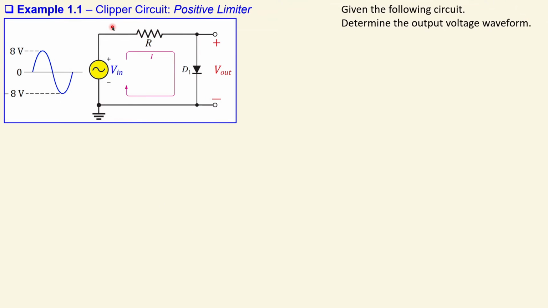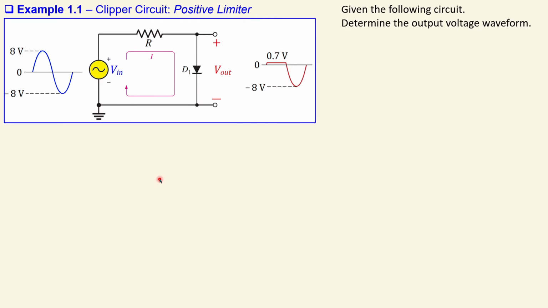Okay, let's see the first example, also in numbers. So the clipper circuit, in this case the positive limiter. We have the circuit given and we would like to determine the output waveform. So that is the waveform here, the output. We have 8 volts up and 8 volts down for this sine wave for the input. And the current will be flowing in that direction when the diode is on. So if I now look at the output, and we've discussed this is a positive clipper, that means the positive part for the output waveform will be just 0.7, but the negative part will be the negative peak value of the input voltage, which is minus 8 volts. So this is then the waveform for this case.